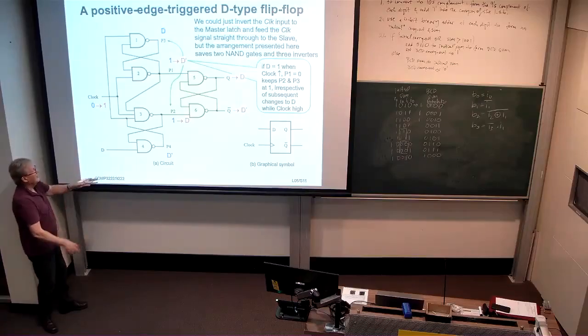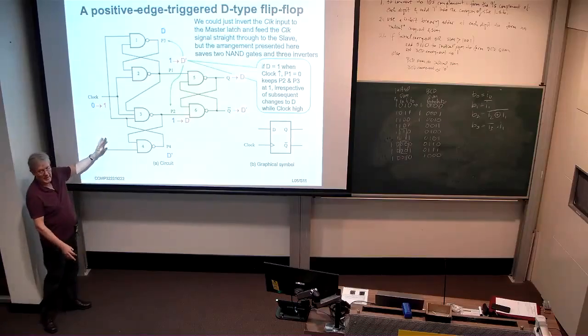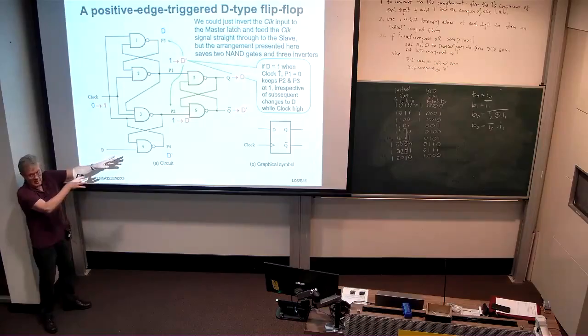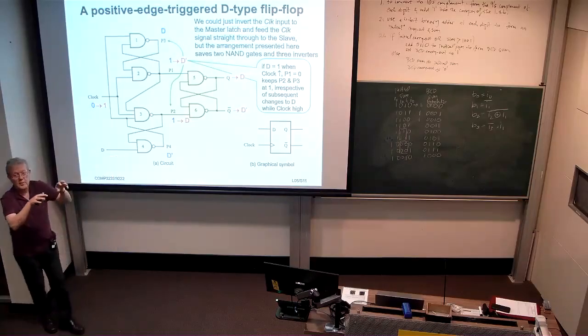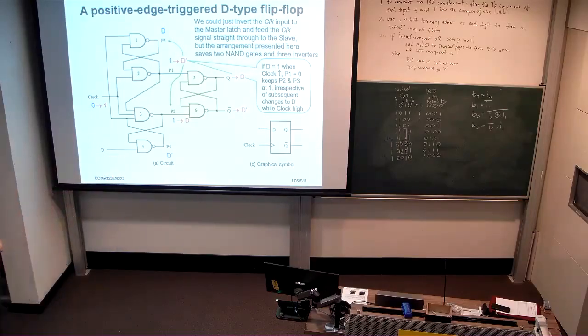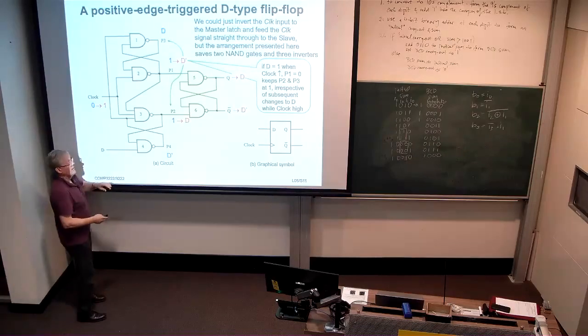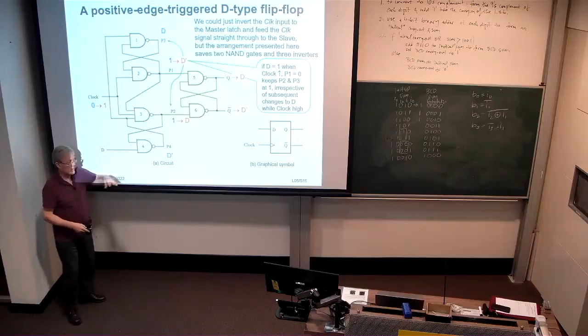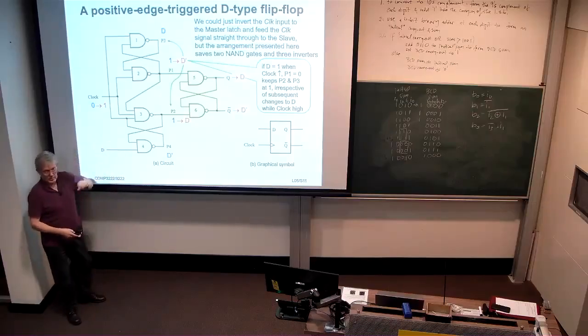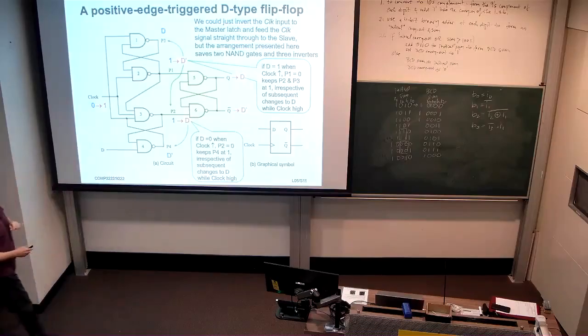So what that means is, after the clock's gone to 1, any further changes in D aren't seen by the output. So it's only triggered on that positive edge. There's no more transparency to the D input here. I hope that's clear. I hope when you look over it again at home, you'll see this, okay?